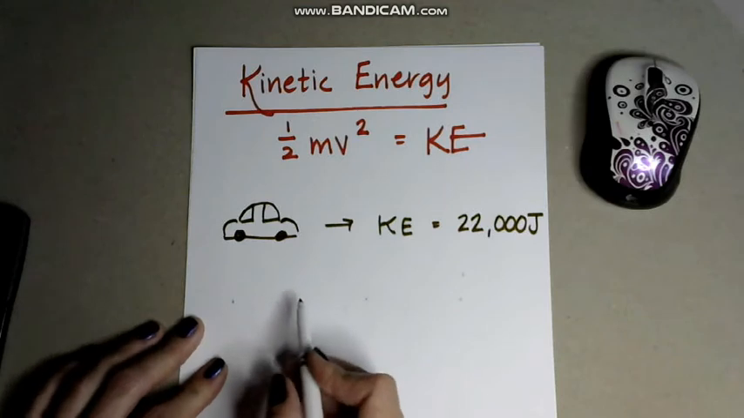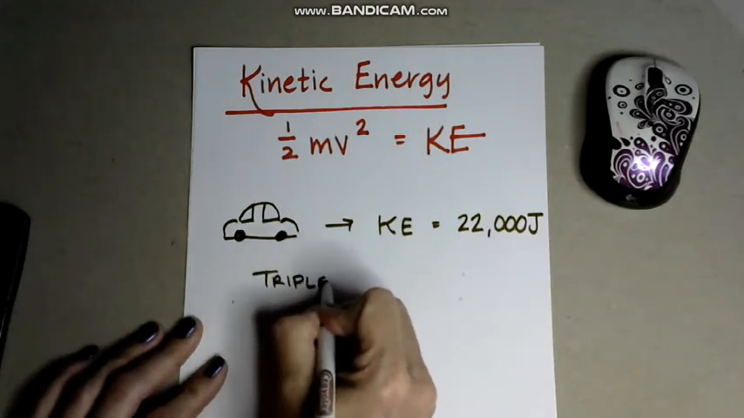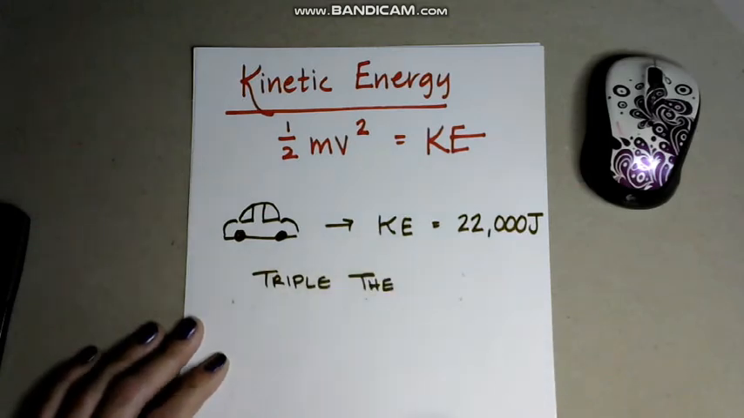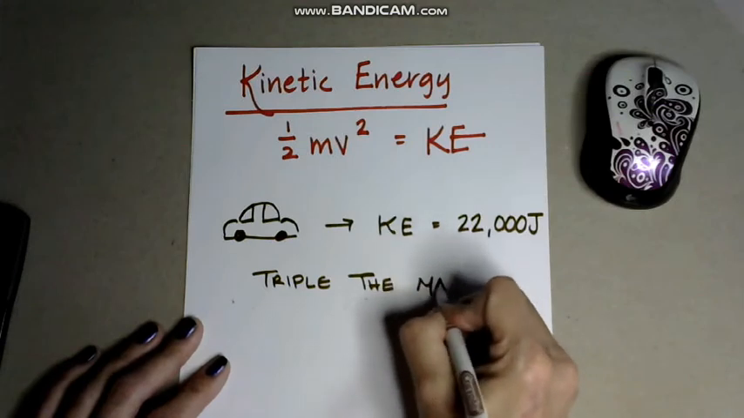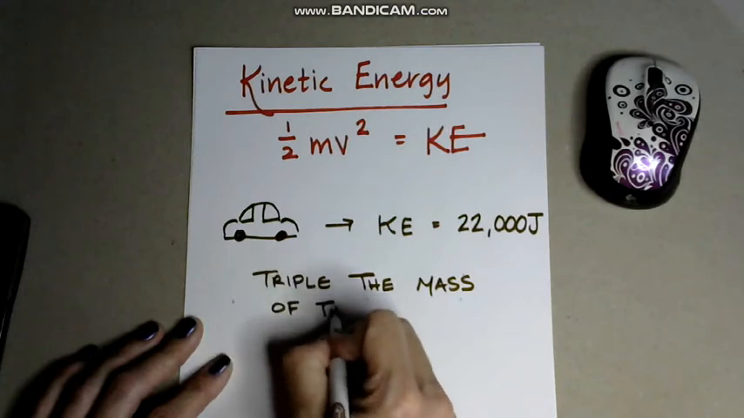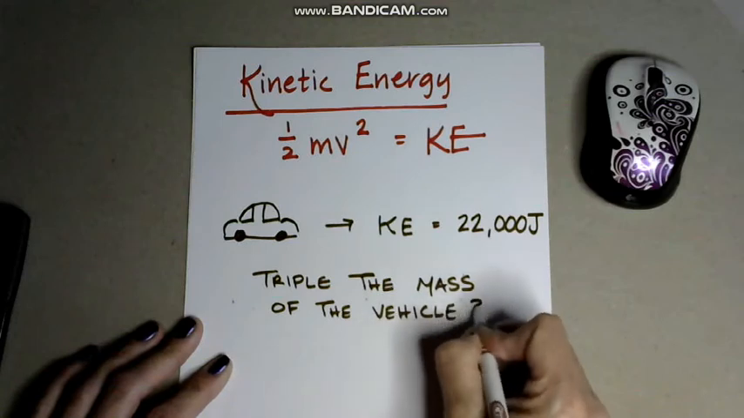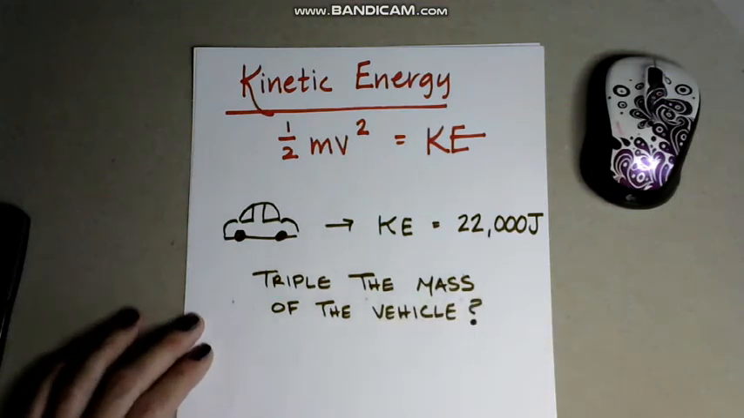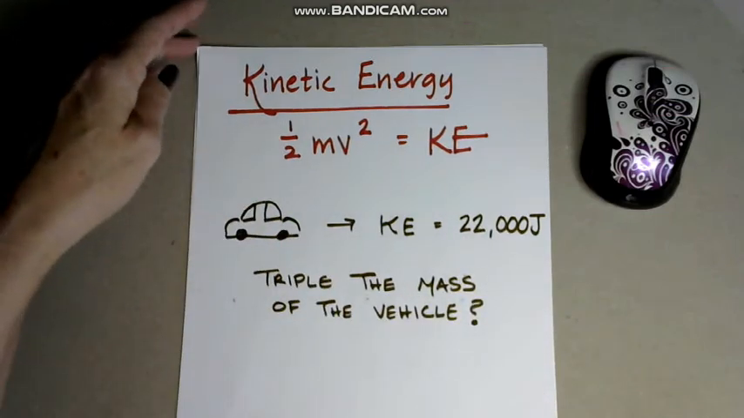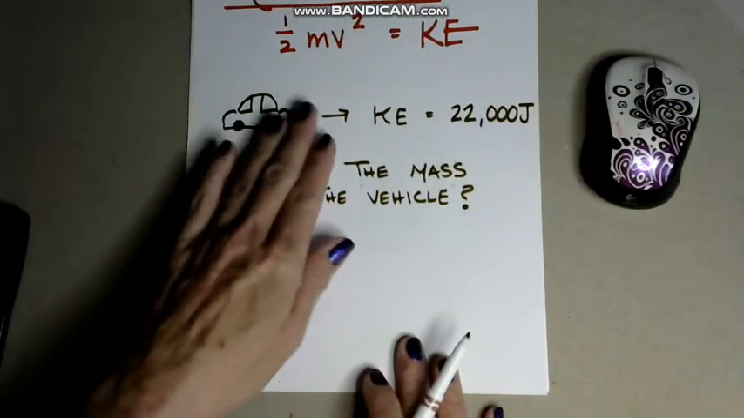What happens if I triple the mass of the vehicle? What's the new value of the kinetic energy? This might sound tricky, but it's not. I want to look at just this portion here.